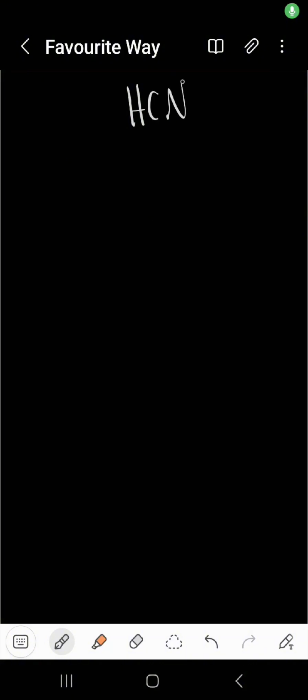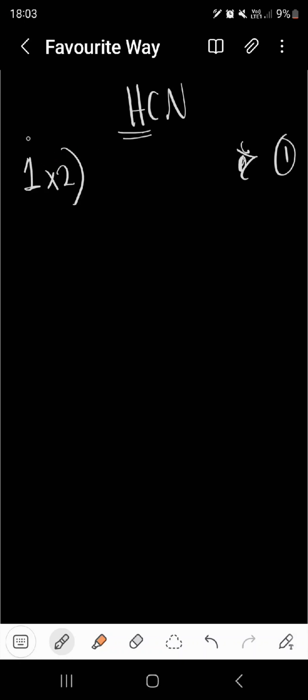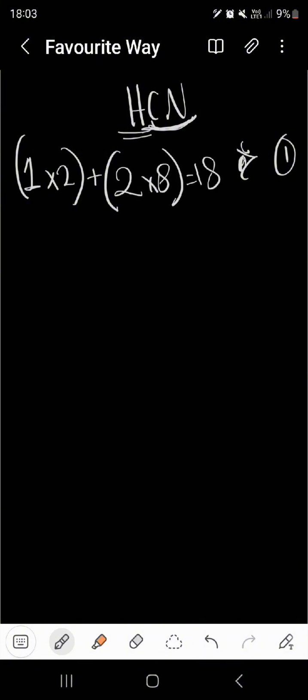Take HCN as another example. First we are going to write the theoretical number, which is, we have H here, 1 atom of H multiplied by 2, and then we have 2 other atoms, not H, so we write 2 multiplied by 8, and then we'll have 18. We are going to save it for later.